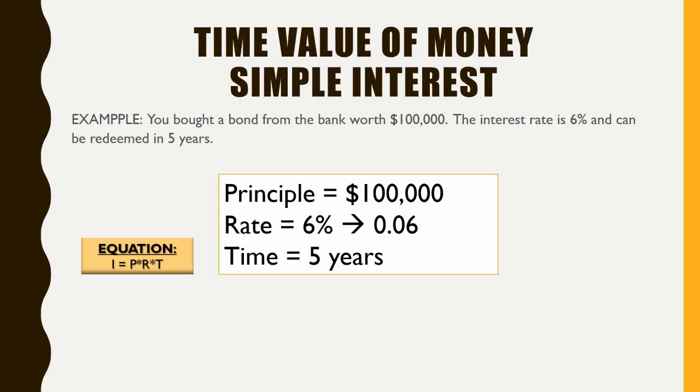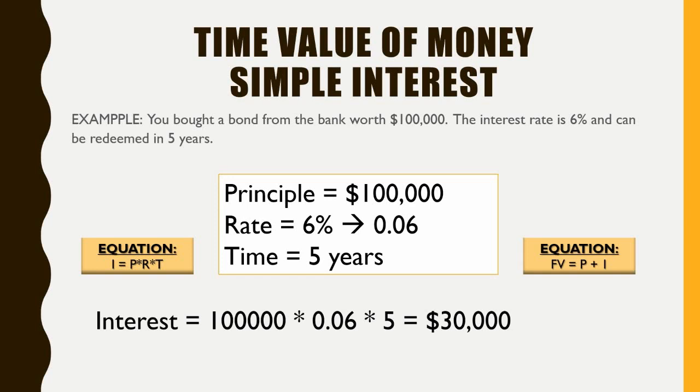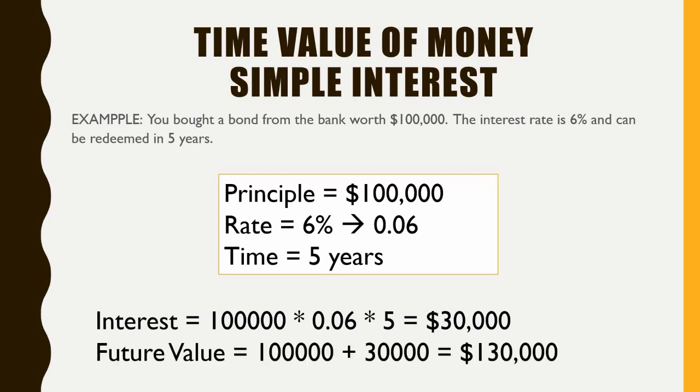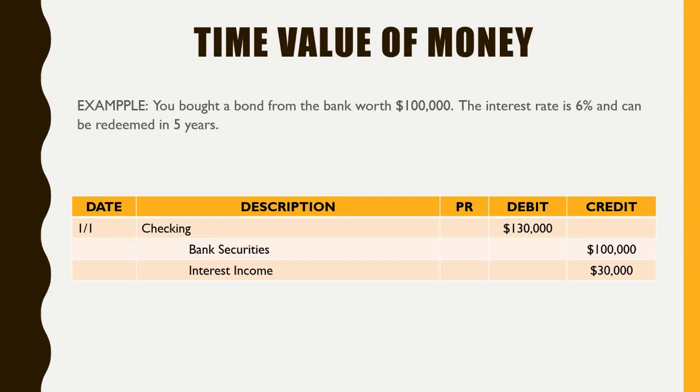So in this case, what I have to do is punch it in my calculator: 100,000 times 0.06 times 5. That's how I figure how much interest I will be collecting. If I do that, I get a total of $30,000. Plus my original investment of 100,000, you're going to get $130,000.